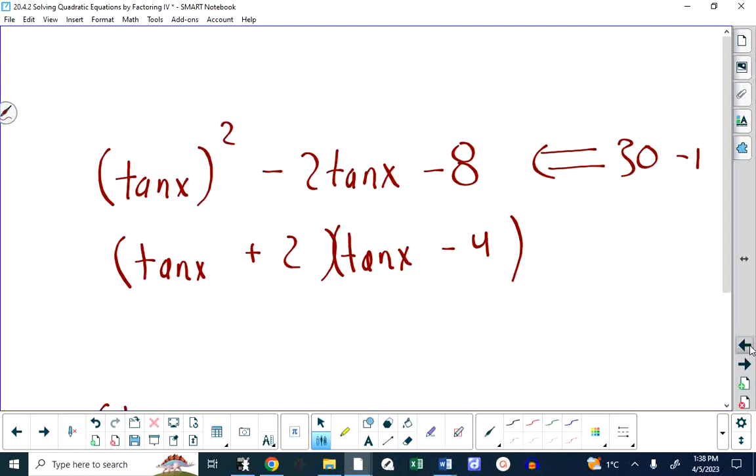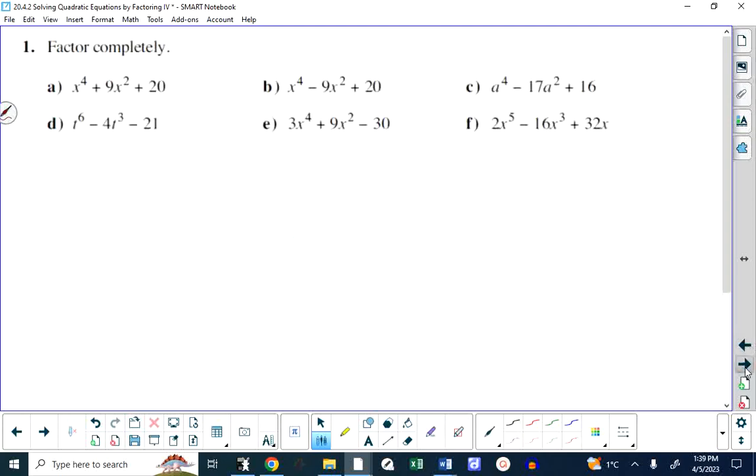So what you deal with in 30-1 are quadratic equations that are also trigonometric in nature. And if you were trying to solve this equation, then you would turn it into a Math 20 question where we have tan x plus 2 equals 0 and tan x minus 4 equals 0. So that's where we're going with this eventually.